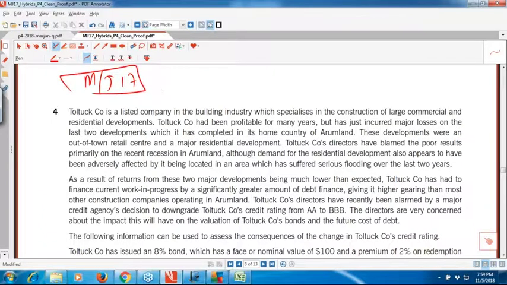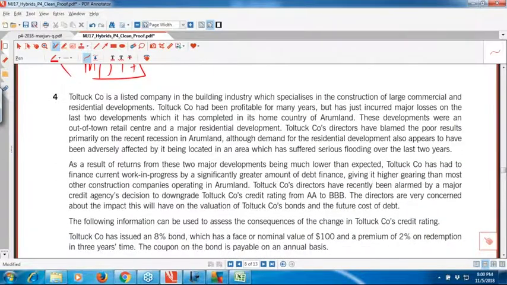It says Taltuck Company is a listed company in the building industry, which is specialized in the construction of large commercial and residential developments. Taltuck Company had been profitable for many years, but has just incurred major losses on the last two developments, which it has completed in its home country of Ireland. These developments were an out-of-town retail center and a major residential development. Taltuck's directors have blamed the poor results primarily on the recent recession in Ireland. The demand for the residential development also appears to have been adversely affected by the area and so on.